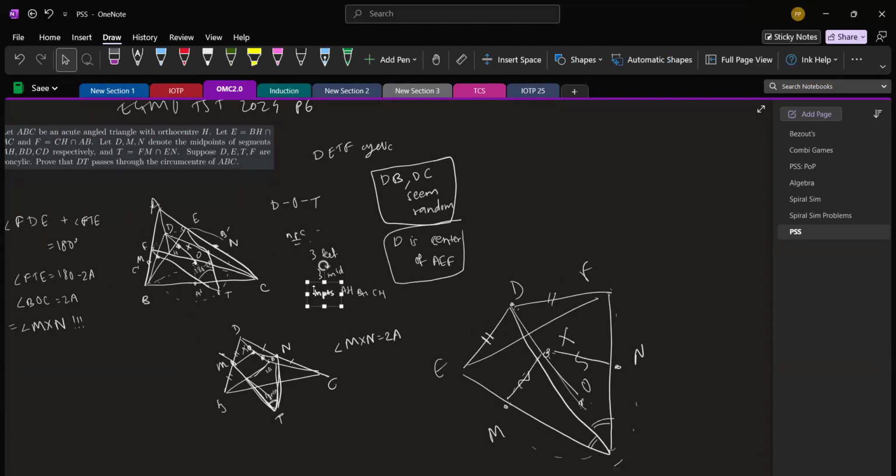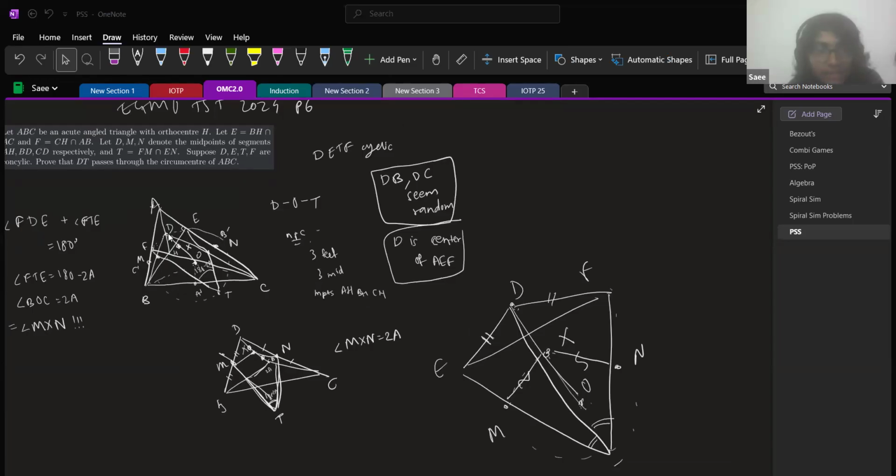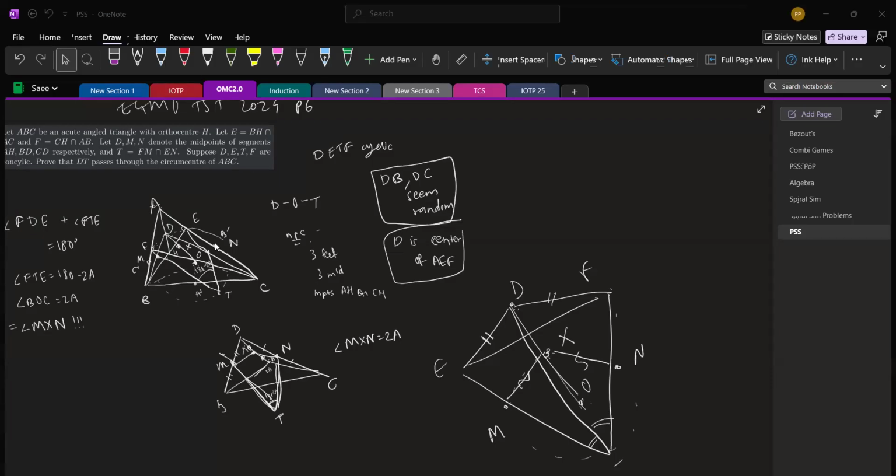DF equals FE. How did we get DF equal to FE? That's because DF is equal to DE, because D is the center of circle AF. Yes. Amazing.